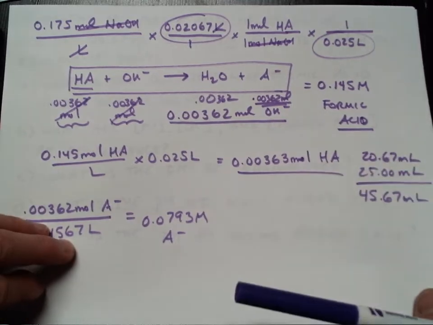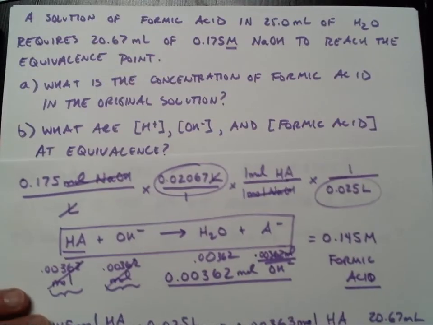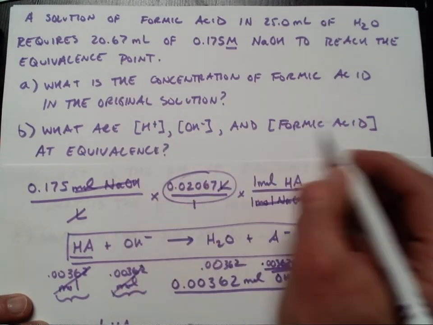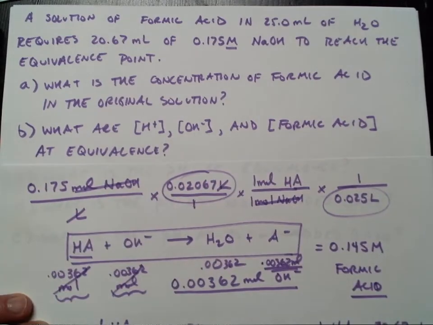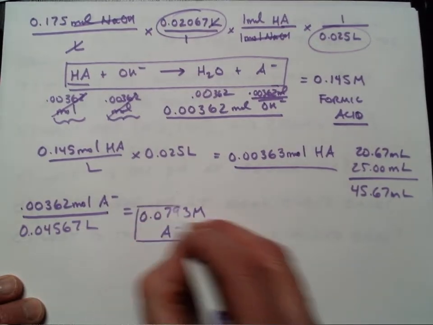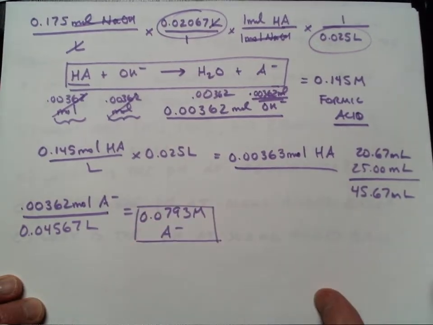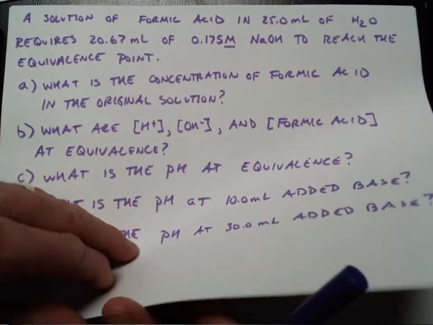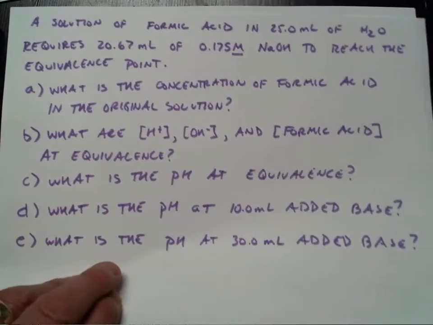What was I supposed to do? I think I was supposed to find concentration of everything. Yep. So I need to find the concentration of protons, hydroxide, and formic acid at equivalence. And at equivalence, we have this concentration of the formate anion. So that's where we're going to start for part B. I told you this was long.